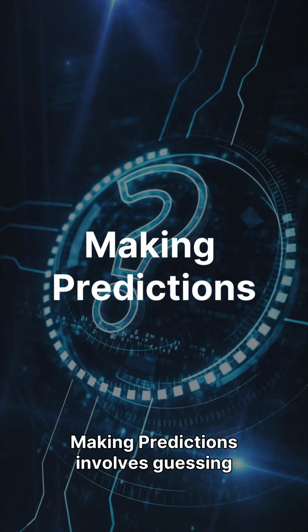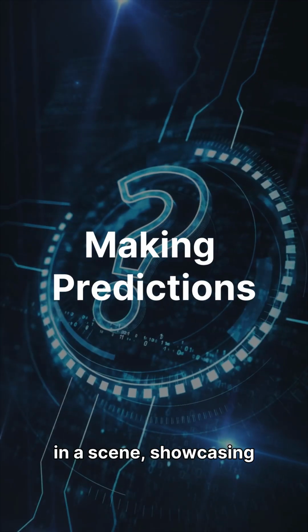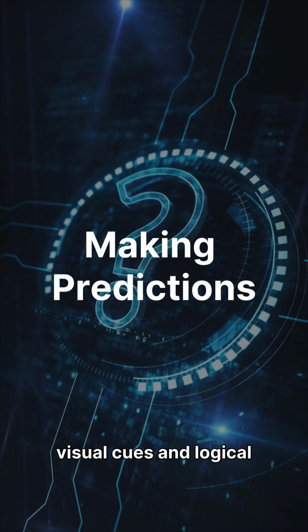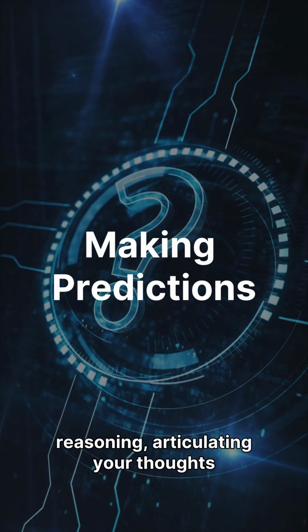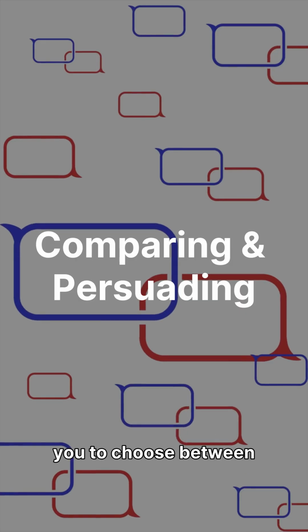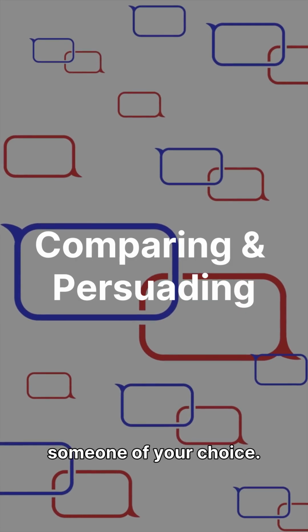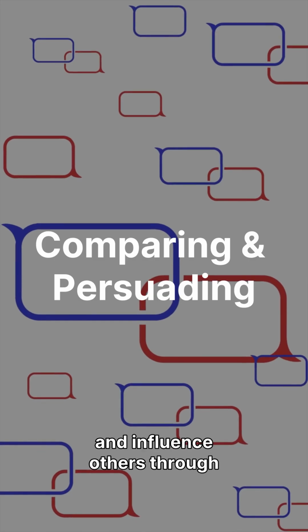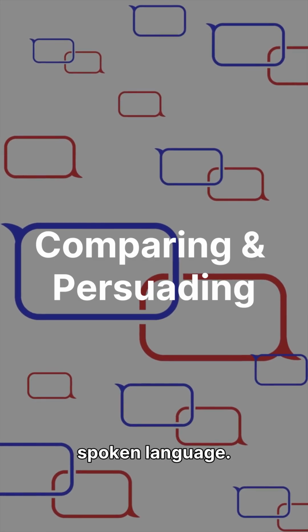Making predictions involves guessing what might happen next in a scene, showcasing your ability to infer and speculate based on visual cues and logical reasoning, articulating your thoughts clearly. Comparing and persuading asks you to choose between two options and convince someone of your choice. This task assesses your ability to present arguments and influence others through spoken language.